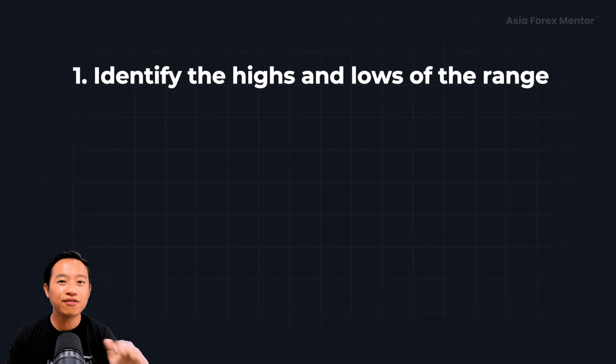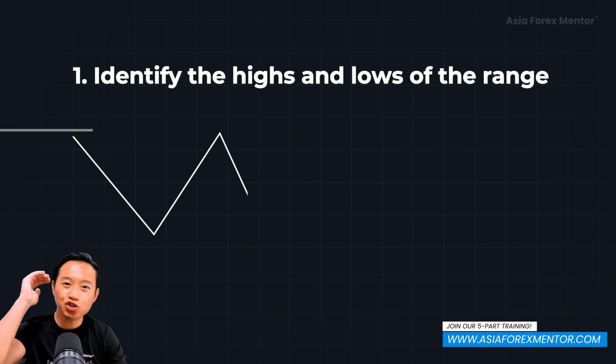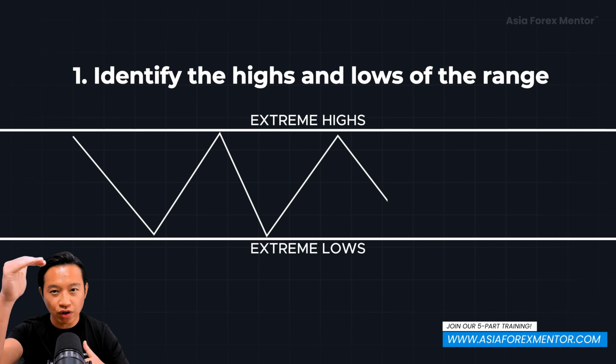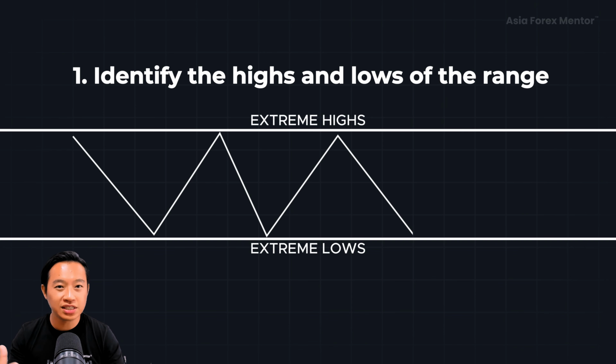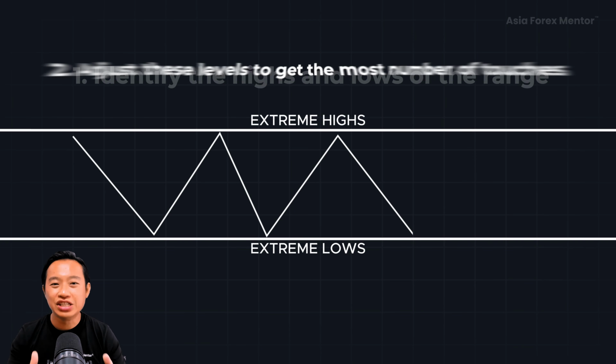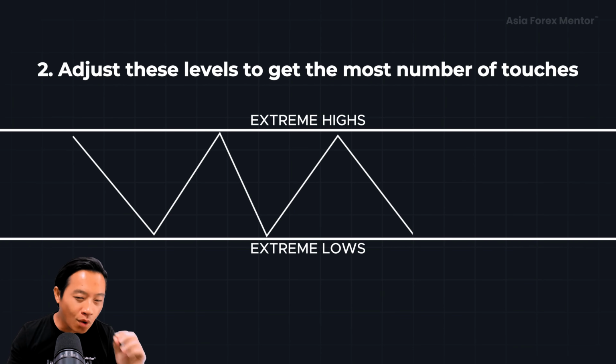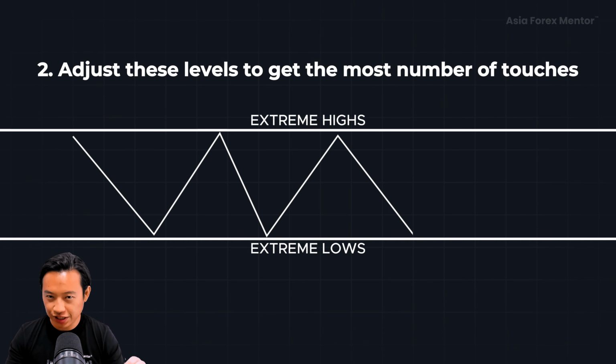Number one, you identify the highs and the lows of the range. Personally, I prefer to pinpoint the extreme highs and the lows of the range, because they are where you usually see the most powerful reactions when trading support and resistance. So when drawing the support and resistance, I mainly focus on these key highs and lows of the range, the extreme levels. Okay? So next, I adjust these levels to get the most number of touches.